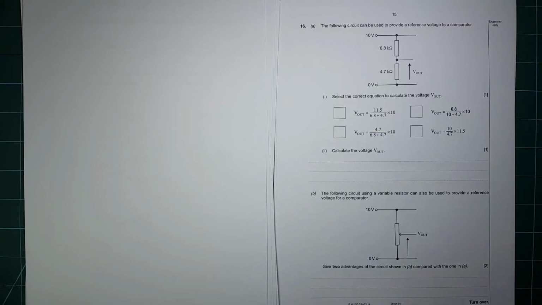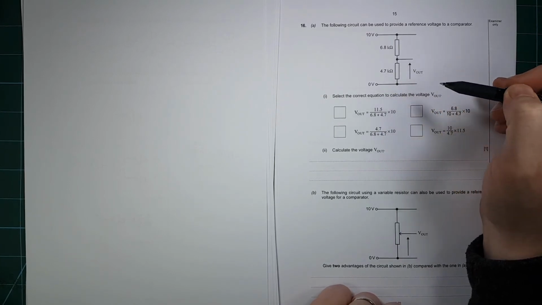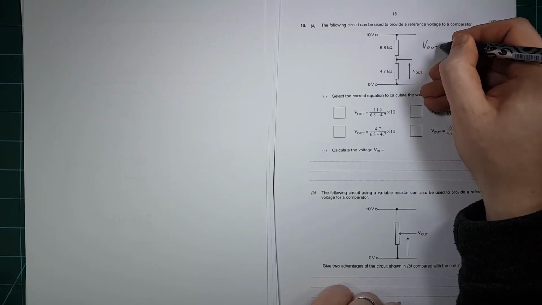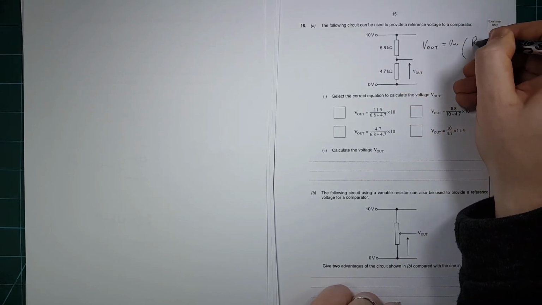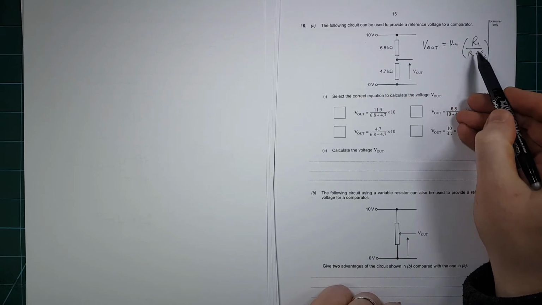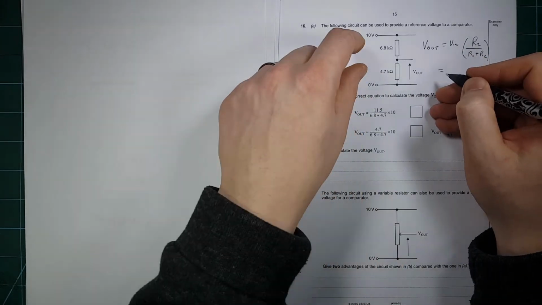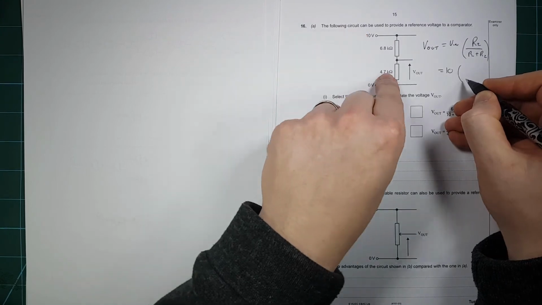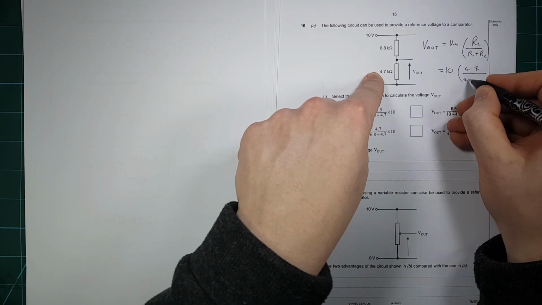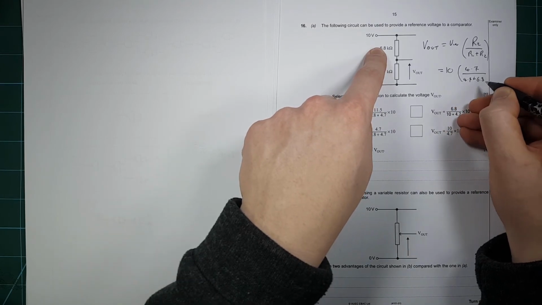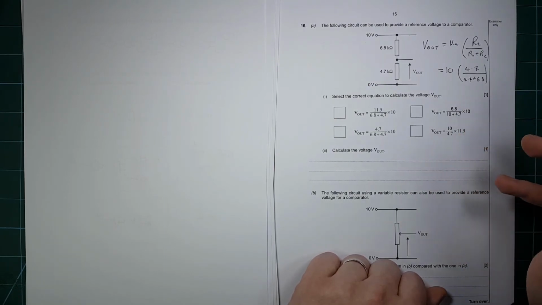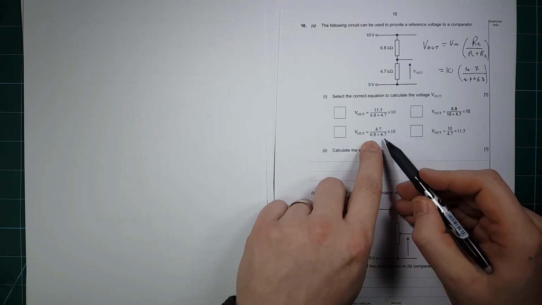Question 16. So here we have a voltage divider, and we are trying to find out what V out is. So this is the potential divider equation. V out is equal to V in times by R2 over R1 plus R2. And again, as long as these are the same units, the units will cancel each other out. So the total voltage in is equal to 10. R2 is 4.7 divided by the sum of these two, 4.7 plus 6.8, which is 11.5, isn't it? So it's this one here.